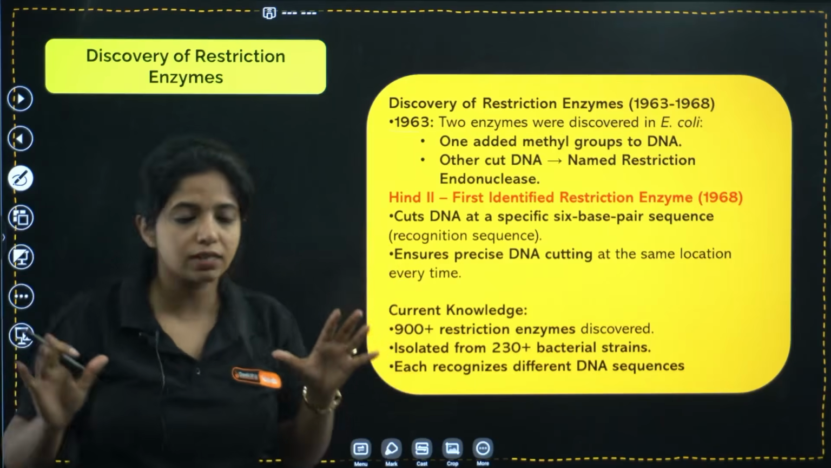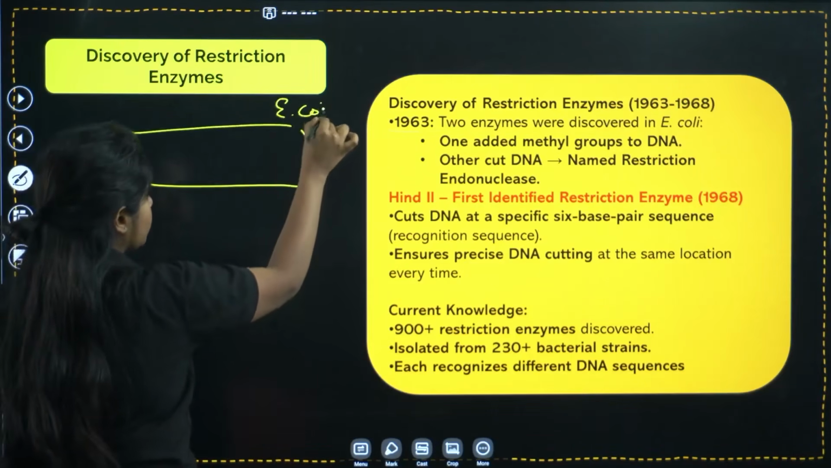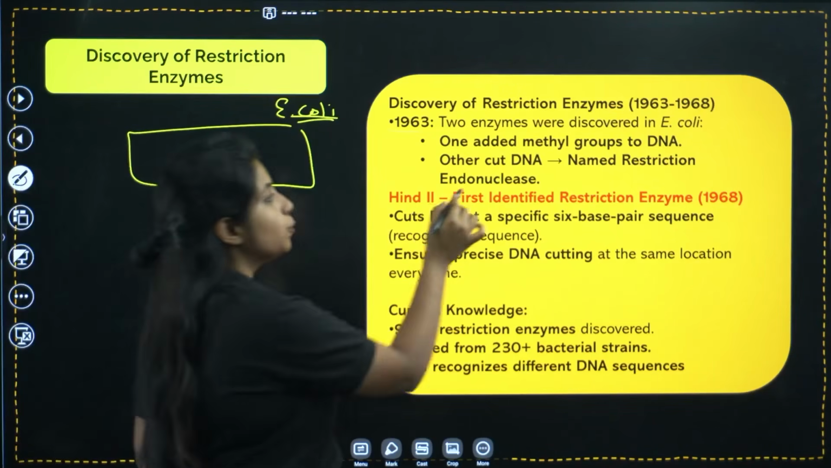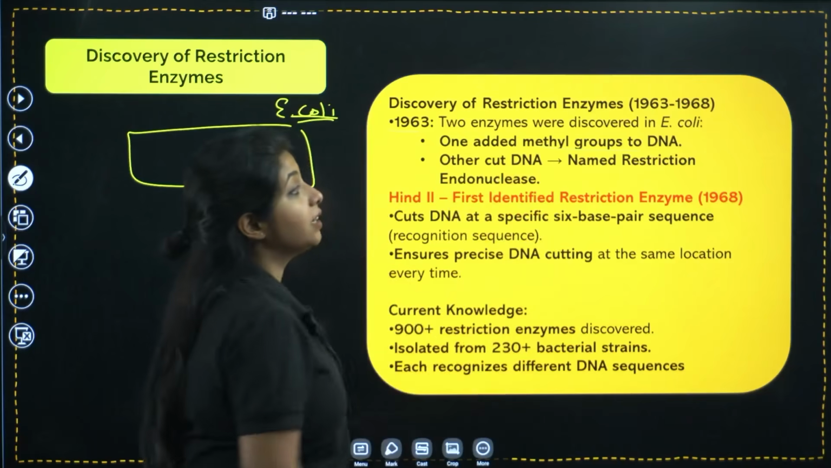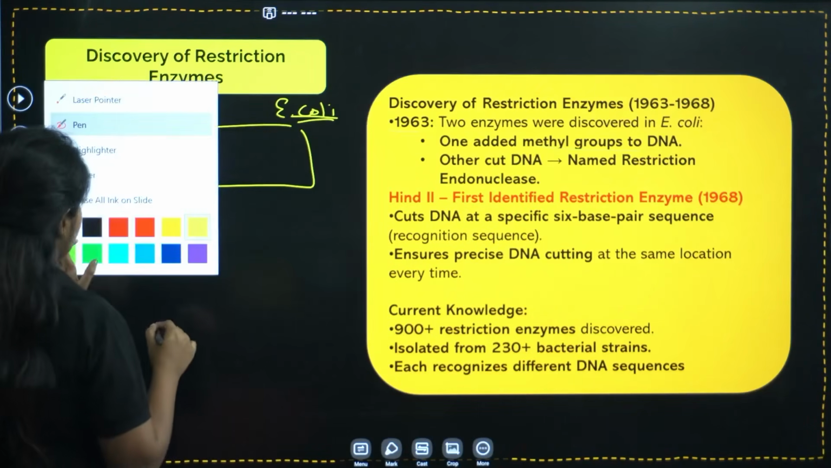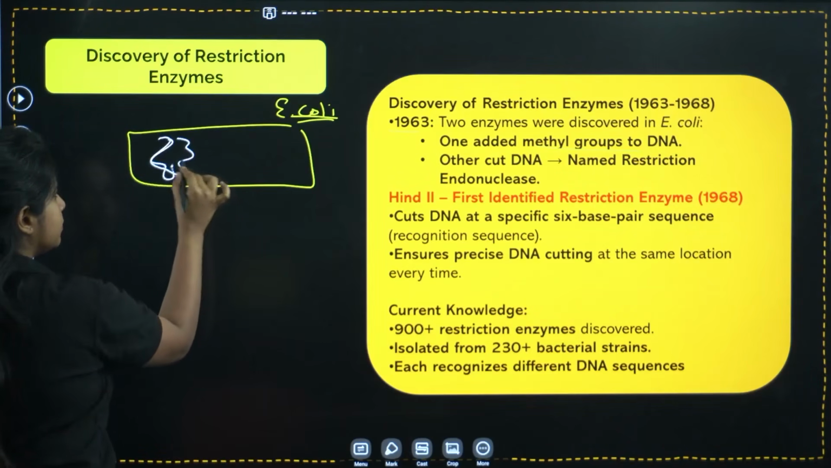Just 2 enzymes were discovered in E. coli, and it is a very strange story. One added a methyl group to the DNA, and the other cut the DNA. So listen to me carefully. Over here, E. coli will have its own genetic material.